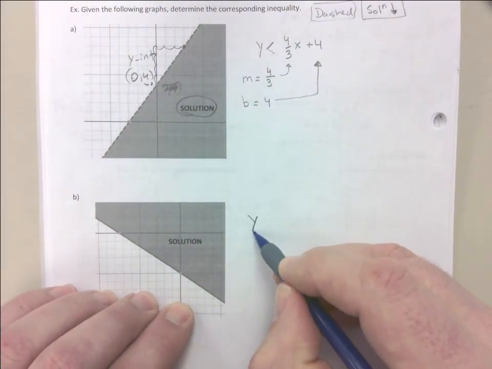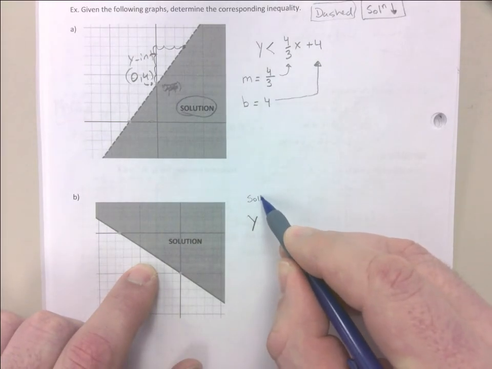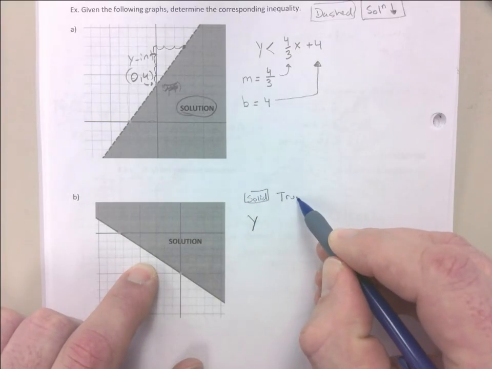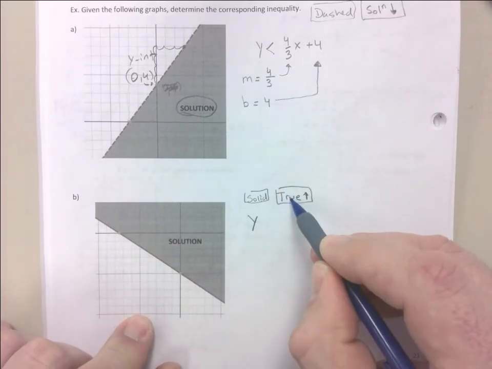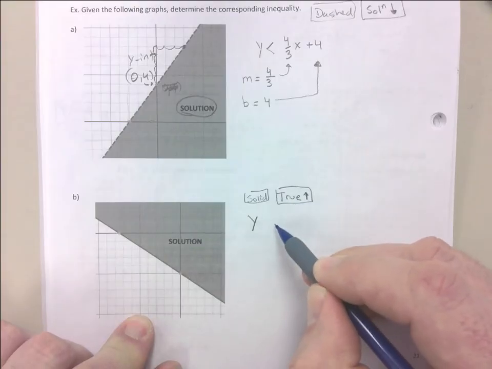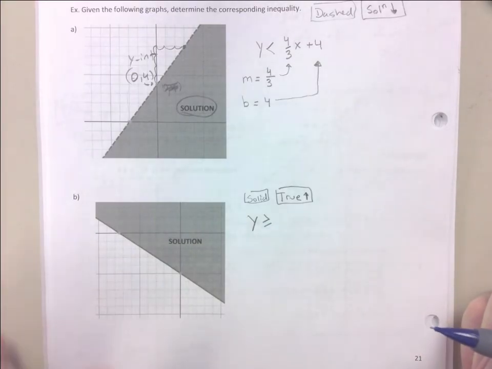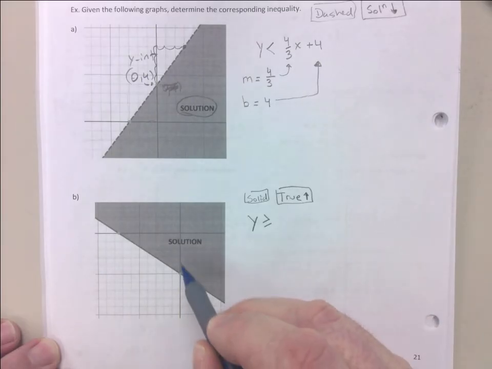I go y. It's a solid, and the true region is above the line. These are the two pieces that help me figure out the symbol. So I'm going to go greater than or equal to, because it's above. And let's find the slope and the intercept.